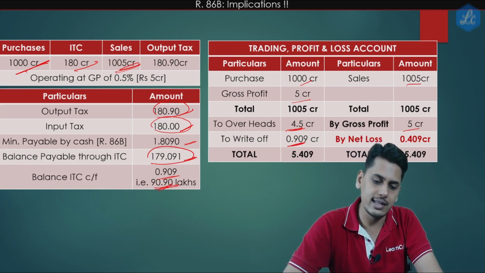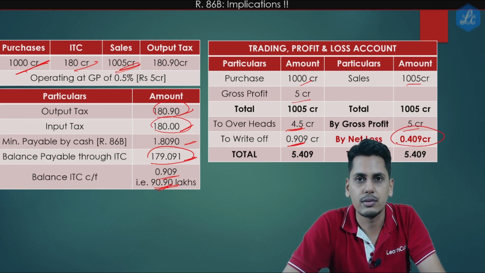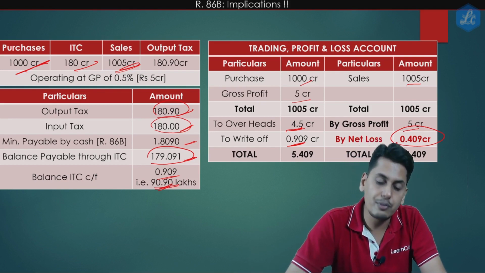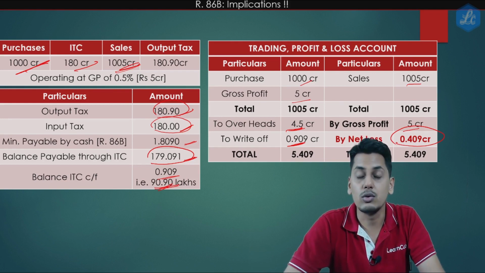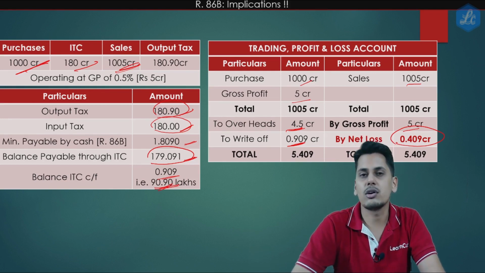Because of this rule 86B, I am operating at a loss of 0.409 crores. Who is answerable for this? The government found sense in this argument.